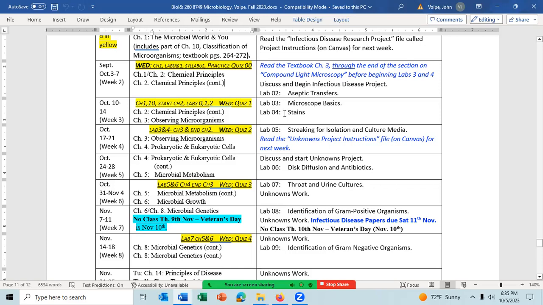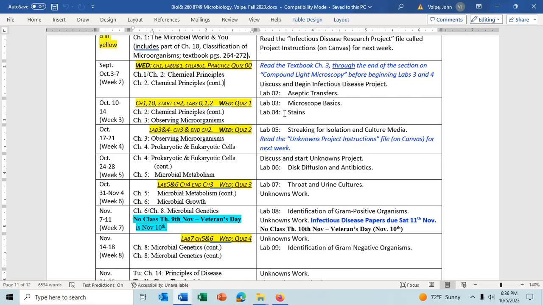You should also know that we began the infectious disease project, so you should be thinking about what project you would like to do. It needs to be an infectious disease, and you need to get it approved by me before you begin work on the project.